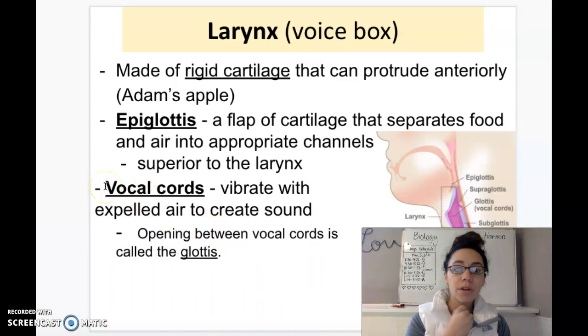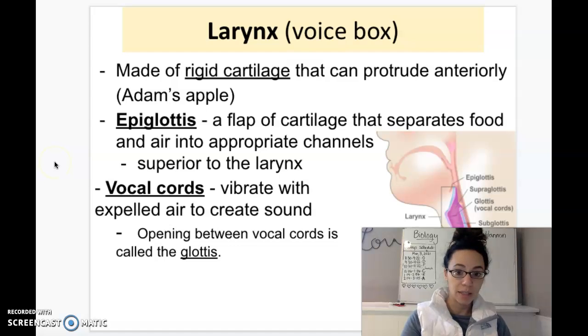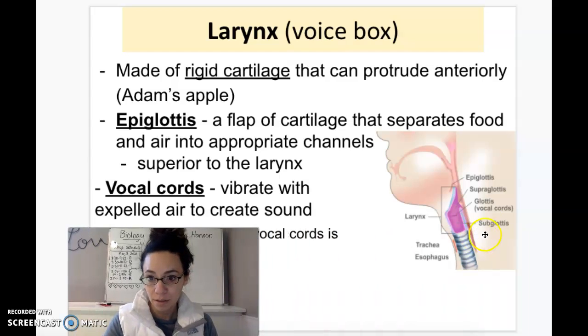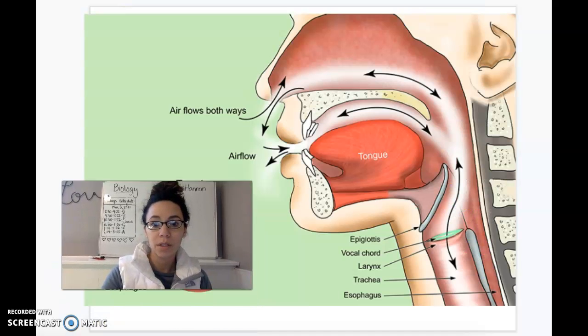The vocal cords are also in this place, so they are little flaps of tissue that vibrate with expelled air to create sound. And the opening between the vocal cords is called the glottis. So that's right here. You can also see that here.